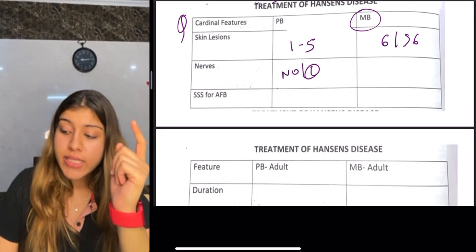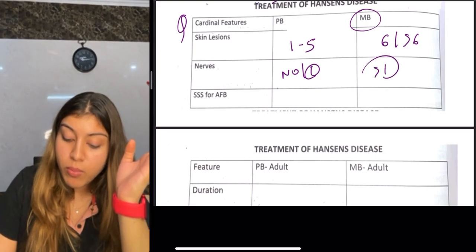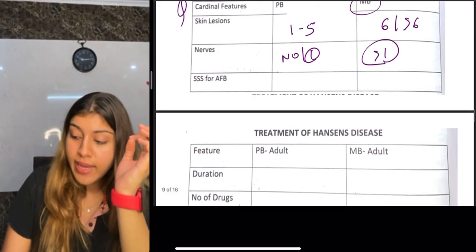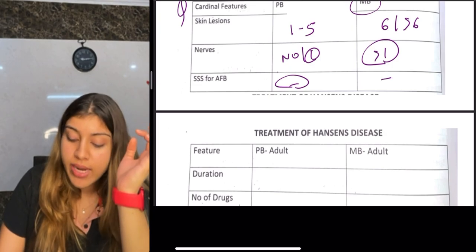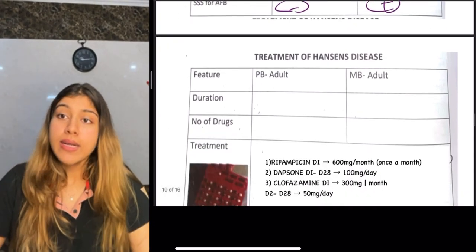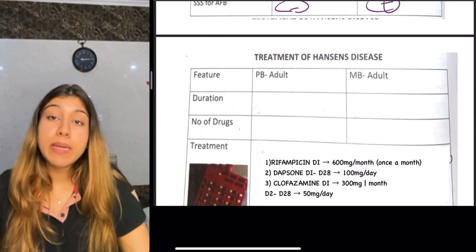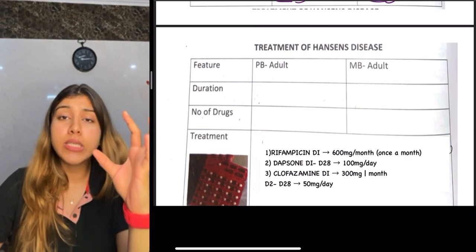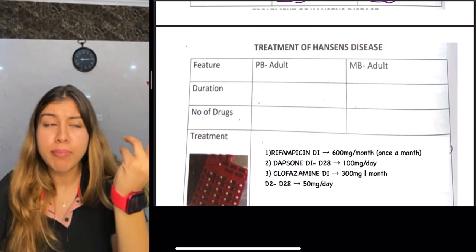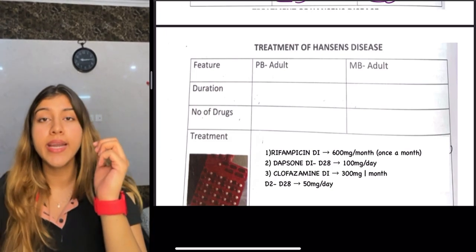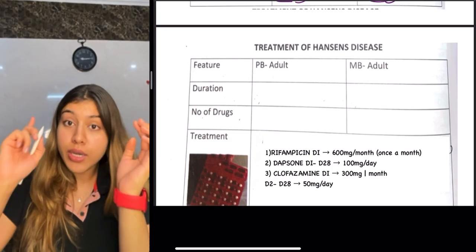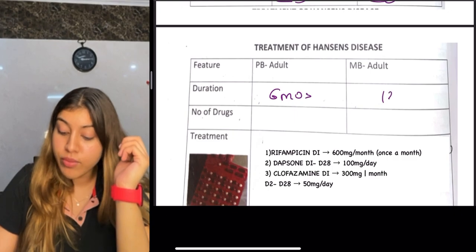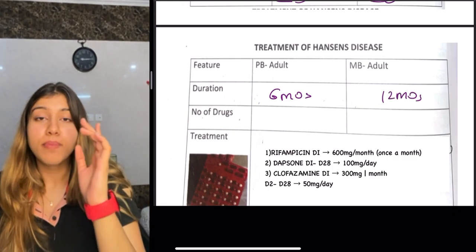Whereas in multibacillary, the name itself is telling me it is multi, so more than one nerve is going to be involved. Your slit skin smear for acid fast bacilli is going to be negative in paucibacillary, whereas it is going to be positive in multibacillary. Now, they will ask you the duration of treatment for Hansen's disease. In paucibacillary we will give the medication for 6 months, whereas in multibacillary we will give it for 1 year, that is 12 months.